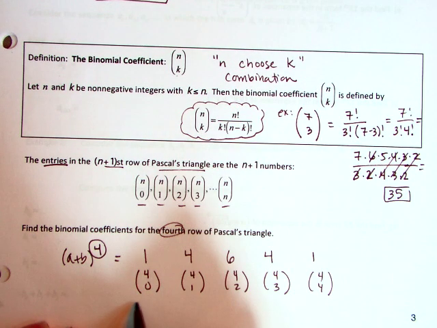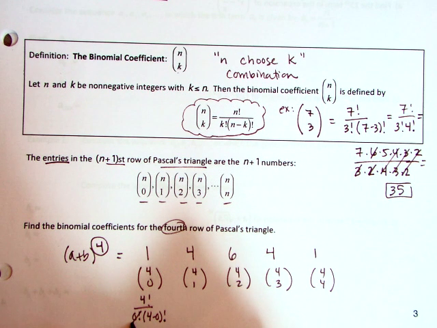So when you work this out, 0 factorial is just 1. This is just 4 factorial. So 4 factorial divided by 4 factorial is just 1, right? And you can do each of these by hand. It'd be 4 factorial over 1 factorial times 4 minus 1 factorial.